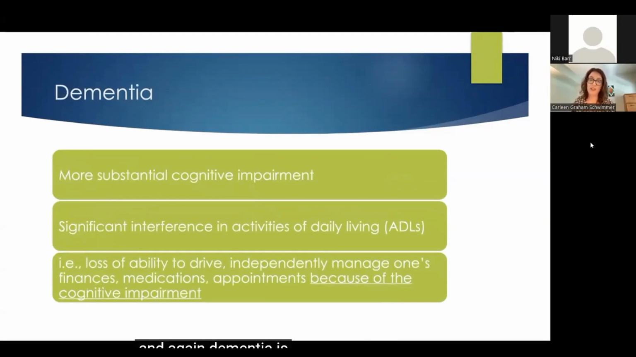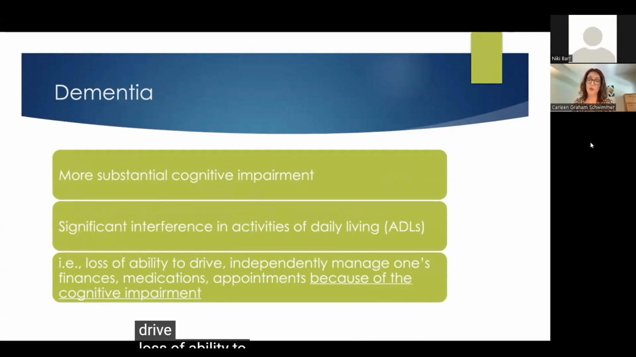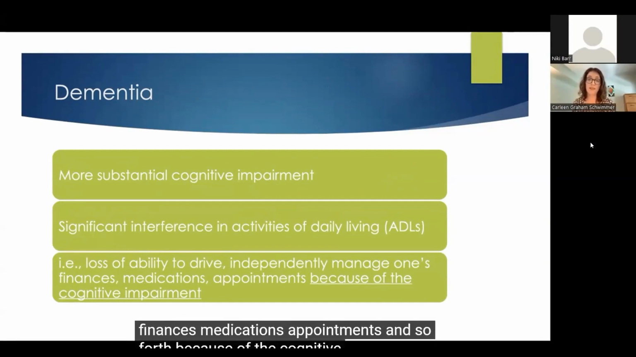And again, dementia is more substantial cognitive impairments. There's significant interference in someone's activities of daily living. There is usually loss of ability to drive, loss of ability to independently manage one's finances, medications, appointments, and so forth because of the cognitive impairment.